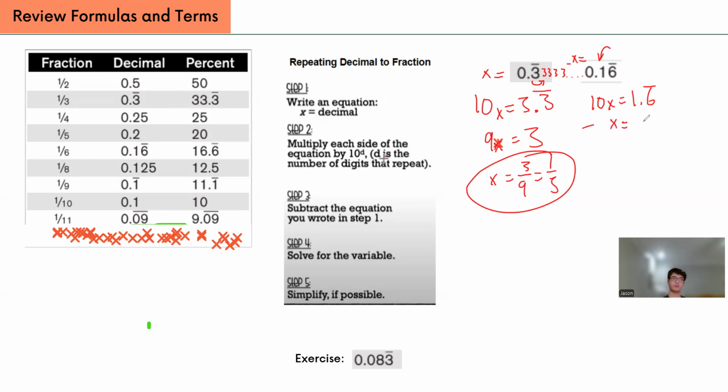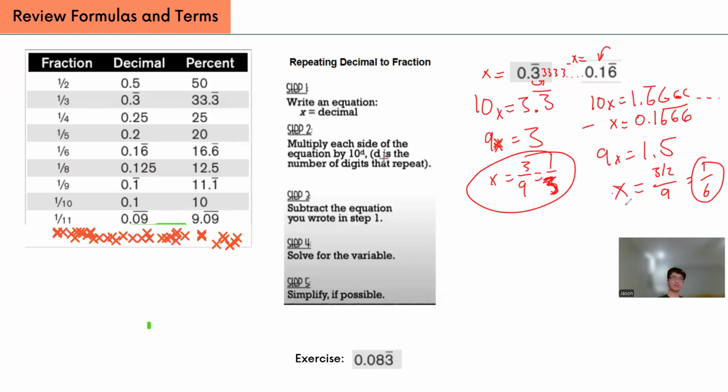10x minus x equals 1.6 repeating minus 0.1666 repeating, right? And these sixes will cancel out. So 9x equals 1.5. So x equals 1.5 over 9, which is 1 over 6, right? Same thing. Another thing you could do is... wait, how does 3/9 equal 1/5? Where is this? When you circle the x equals 3/9... oh, equals 1/5, sorry. My handwriting is just kind of bad. Sorry, this is supposed to be a 3.